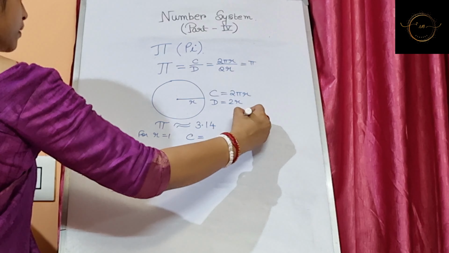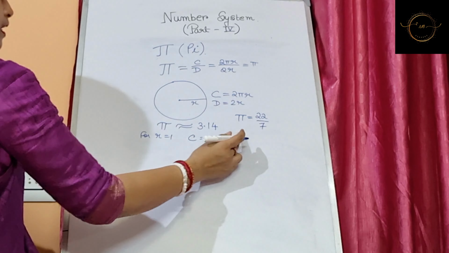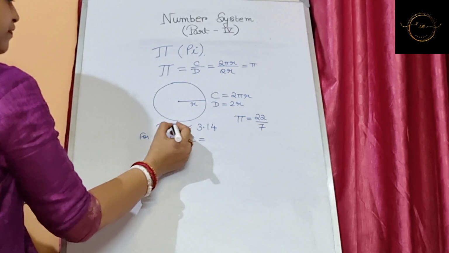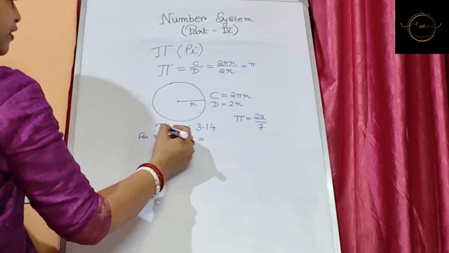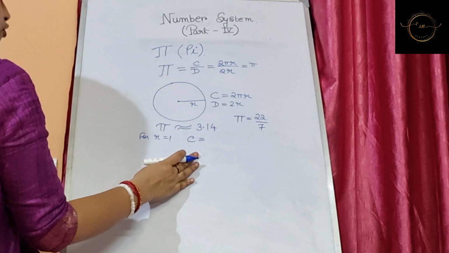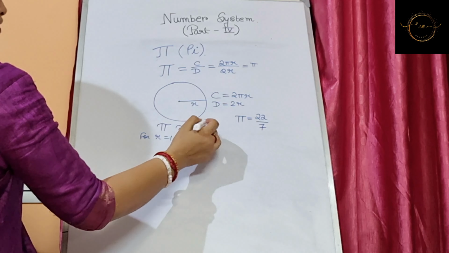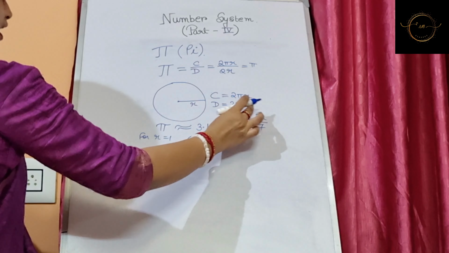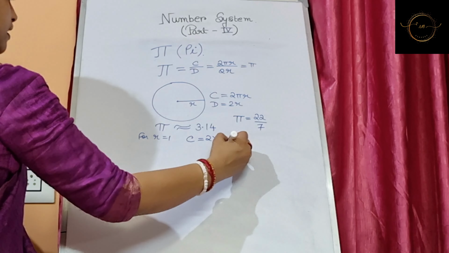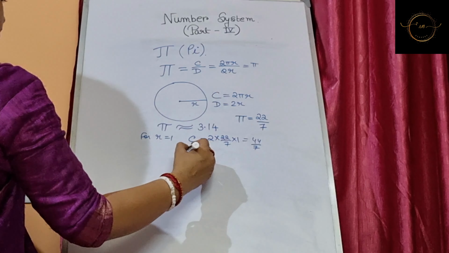And pi, for mathematical calculations, we take the number as 22 by 7. This is the number which we take for our easy calculation, and this is the approximated value of pi. Why this happens, we will come to later on. First and foremost, let us check whether the pi value is approximately coming like this or not. So circumference will be 2 into 22 by 7 into 1, that is equal to 44 by 7.